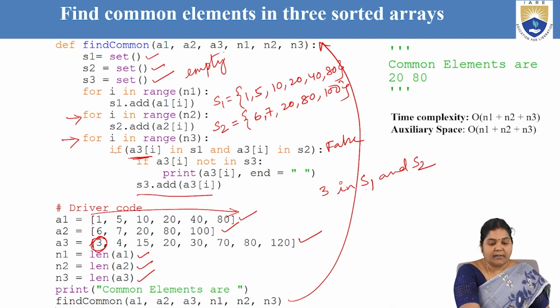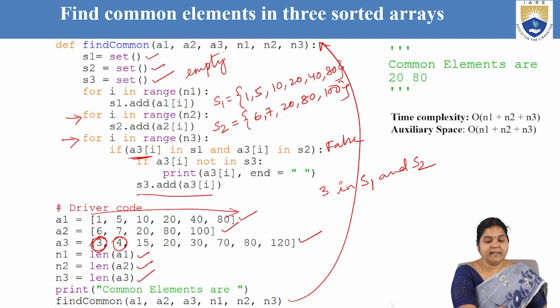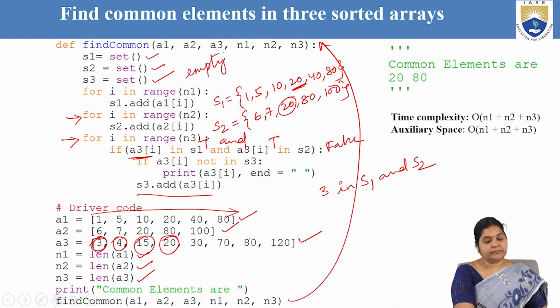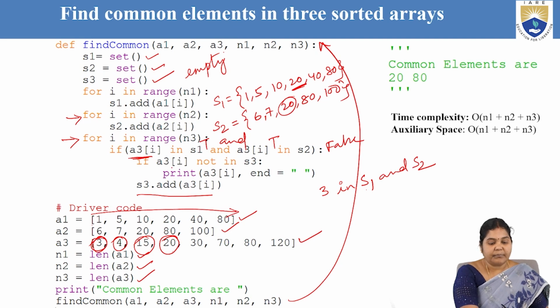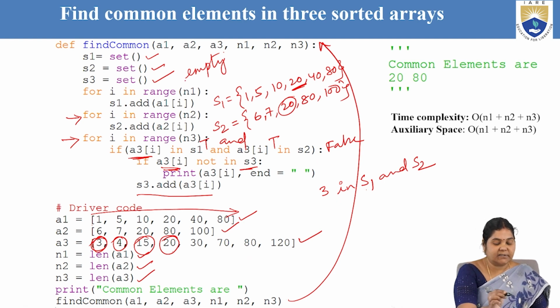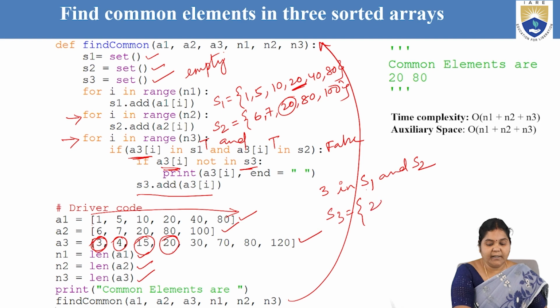Now the next element, check for 4. Is 4 there in S1? It is not there. Is 4 there in S2? It is also not there. Then we check the next element, 15. Is 15 in S1? No. Is 15 in S2? No. The next element we check is 20. Is 20 in S1? Yes, it is there, so this will be true. And is 20 in S2? Yes, it is true. So true and true is true. Now, if that is not there in S3, yes, S3 is an empty set initially, so you add that element 20 to this empty set, and print that element.